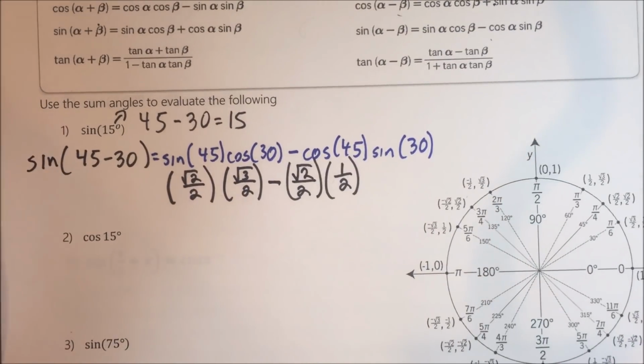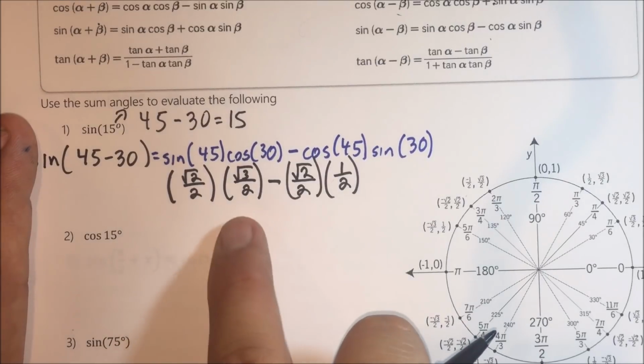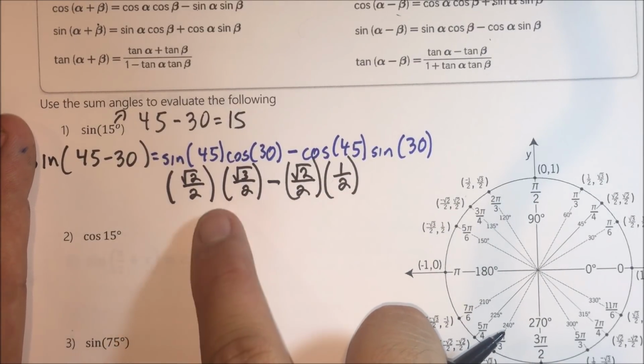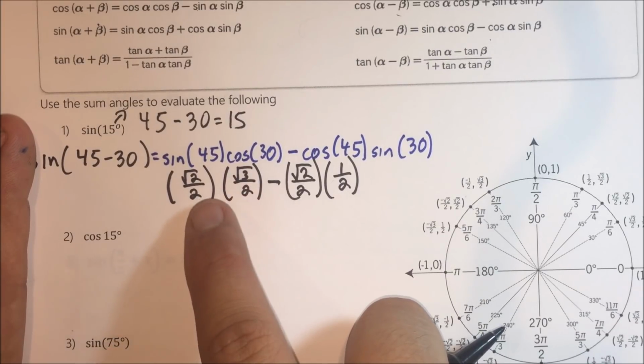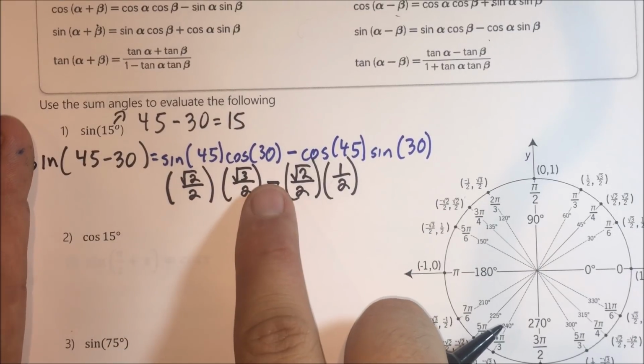Okay, so what happens now? Well, let's just do some math. It's just algebra to put all this stuff together. So what we're going to do is multiply these two together. Now remember, when you're multiplying fractions, you want to multiply across the top and across the bottom.